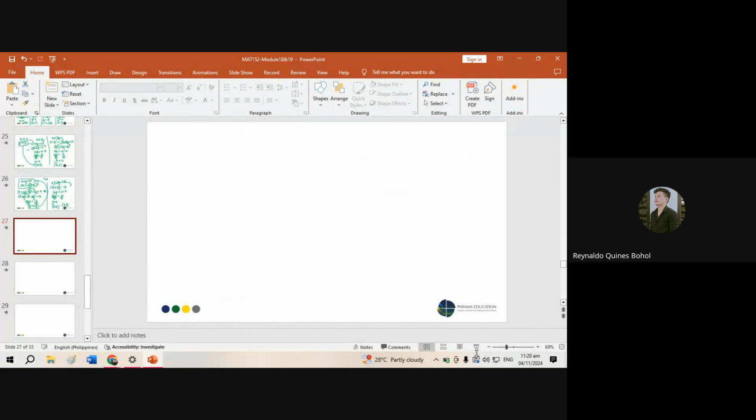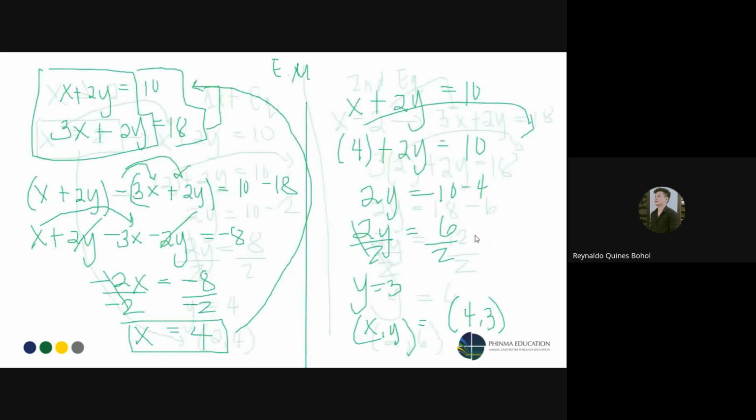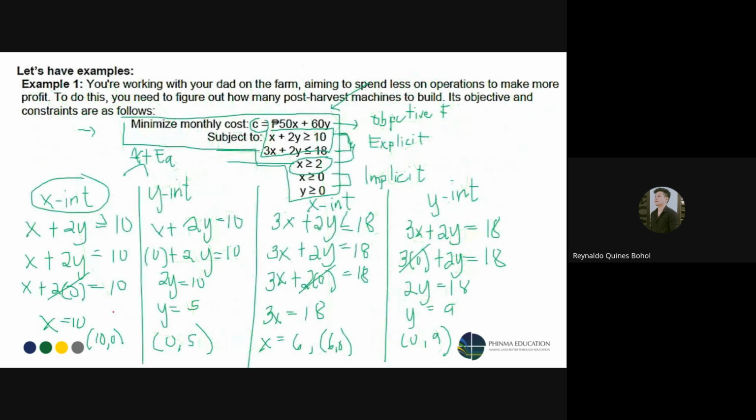Dito tayo. So, let's have the graph. So, saan natin kukunin yung mga graph details? Siyempre doon sa mga x and y intercept. Una, mag-drawing muna ako ng Cartesian plane. So, balikan natin yung mga ordered pair na nakuha.